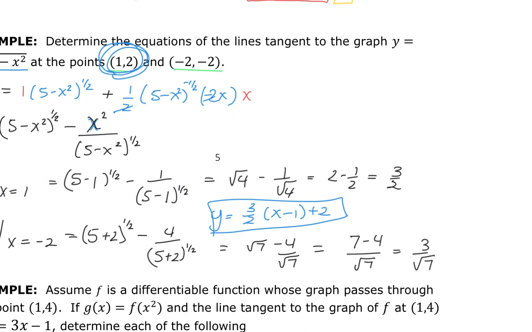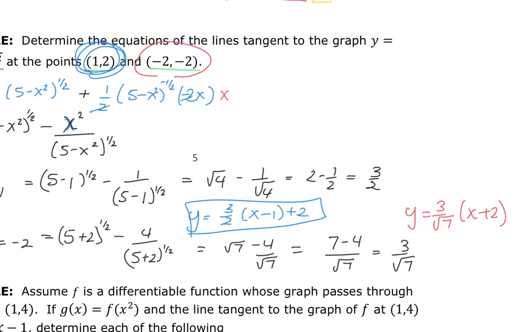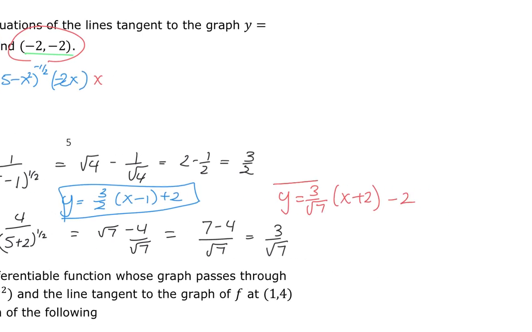So my second answer using this ordered pair is going to be y is equal to 3 over the square root of 7, times x plus 2, minus 2. And those are my two answers.